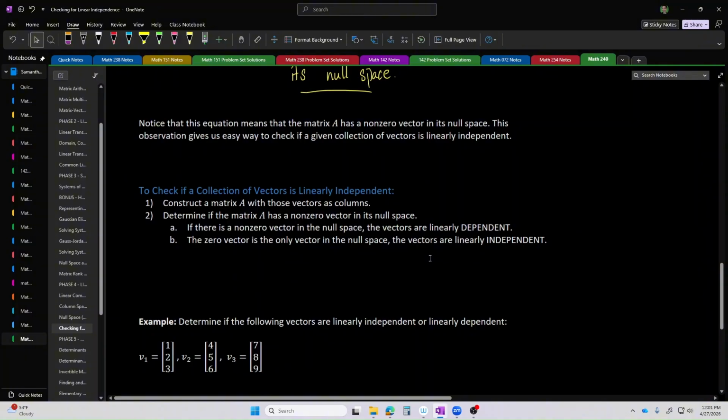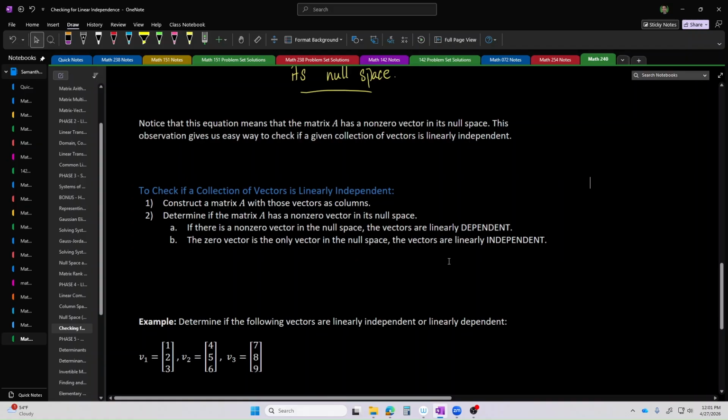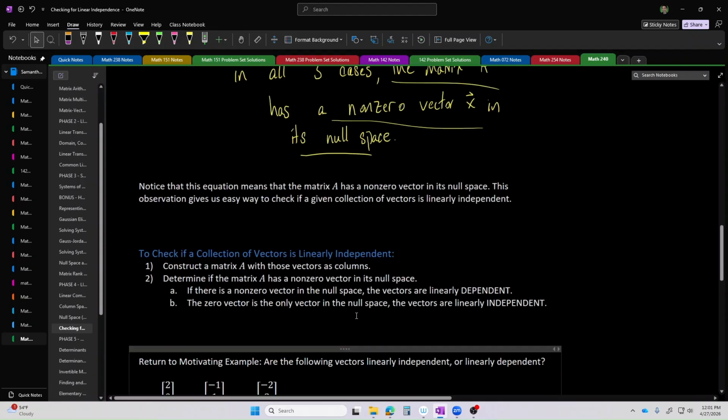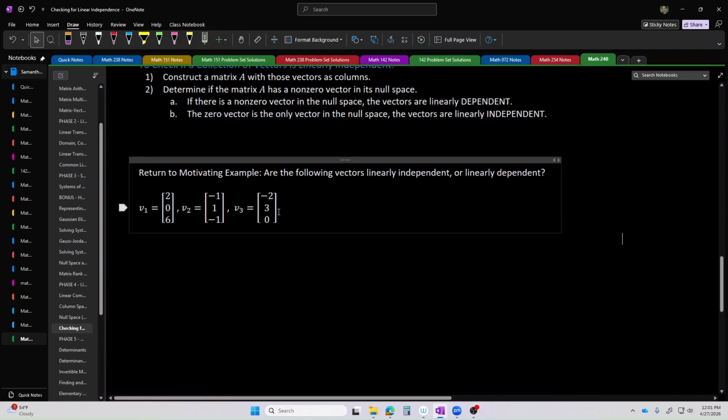So there is redundancy in those vectors. If your matrix has only the 0 vector in the null space, then your vectors are linearly independent, and there's no redundancy within that set. So with that method in mind, let's go ahead and return to the motivating example.